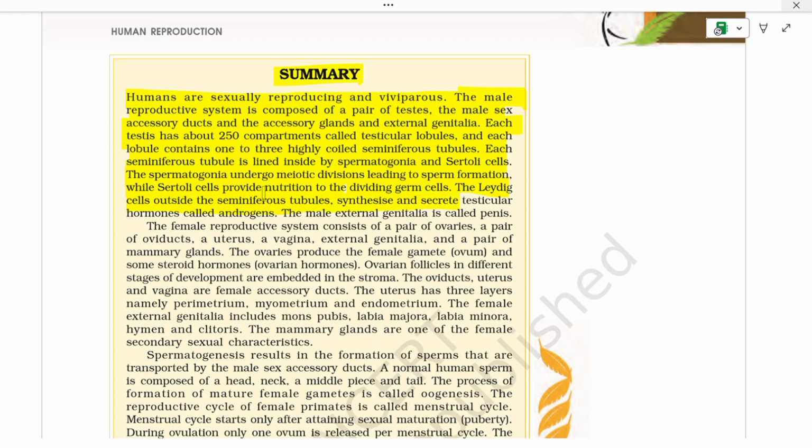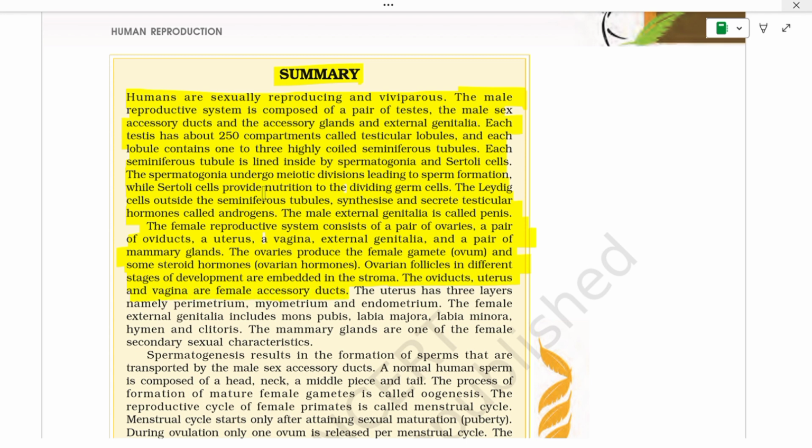The Leydig cells outside the seminiferous tubule synthesize and secrete testicular hormones called androgens. The male external genitalia is called the penis. The female reproductive system consists of a pair of ovaries, a pair of oviducts, uterus, vagina, external genitalia, and a pair of mammary glands. The ovaries produce the female gamete, the ovum, and some steroid hormones, the ovarian hormones. Ovarian follicles in different stages of development are embedded in the stroma.